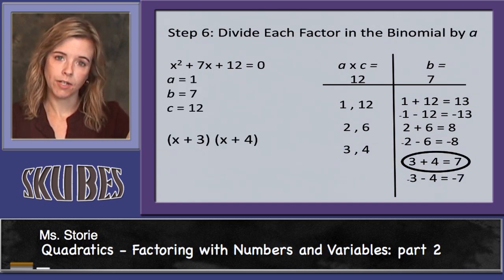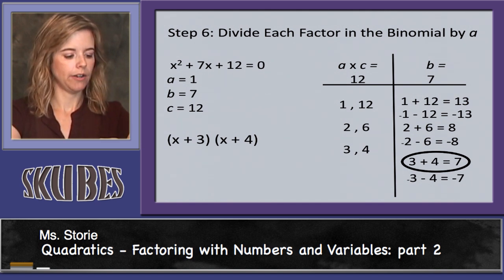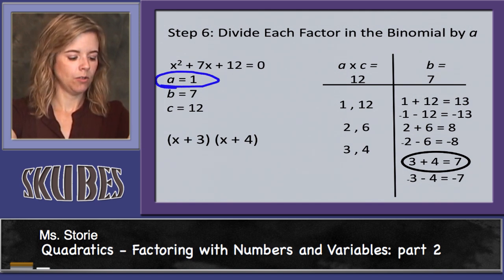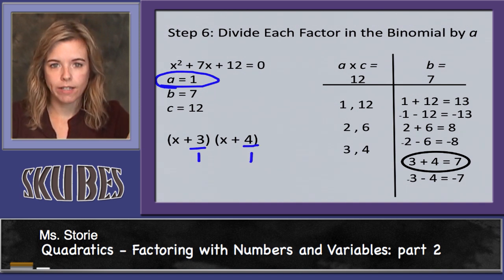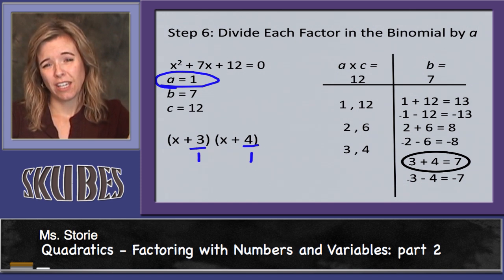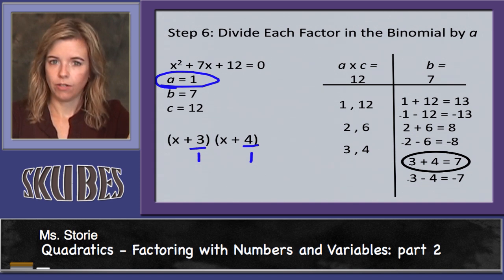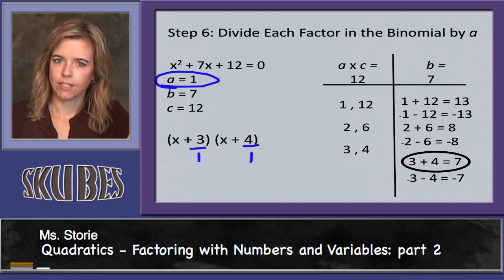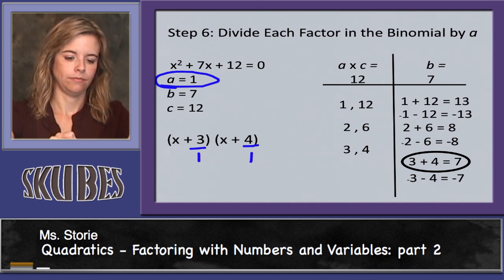In step 6, we're going to divide each factor of the binomial by whatever your a value is. Your a value is 1. Even though it seems silly to have to divide by 1, get into the habit of always dividing by the letter, the variable a, because if you forget to divide by a, even if it's a 1, you're going to always forget to do it. What if it wasn't a 1? What if it was a 2 or a 5 or a 10? That's going to make a definite difference in your answer. So always, even if it's 1, divide by 1.